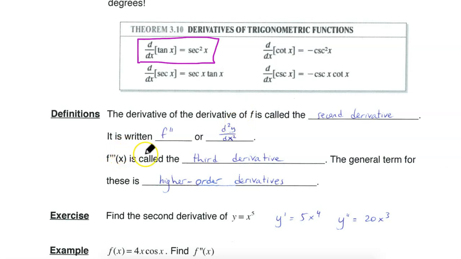F triple prime is the third derivative, and so on and so on. The general term, if we go beyond the first derivative, so beyond just the normal derivative, we just say it's higher order derivatives: second, third, fourth, and so on.